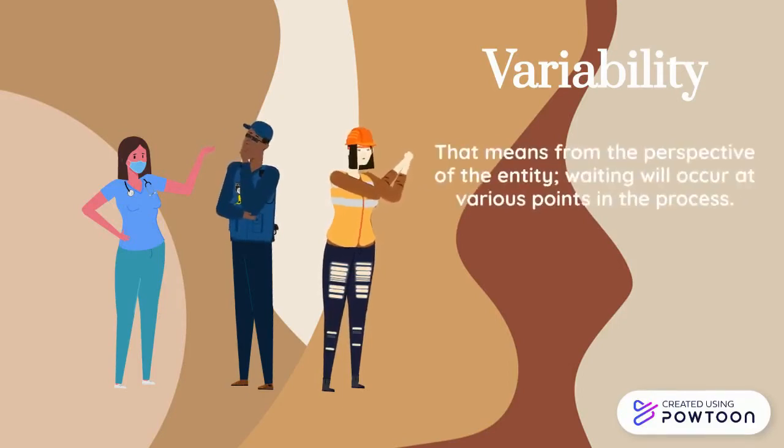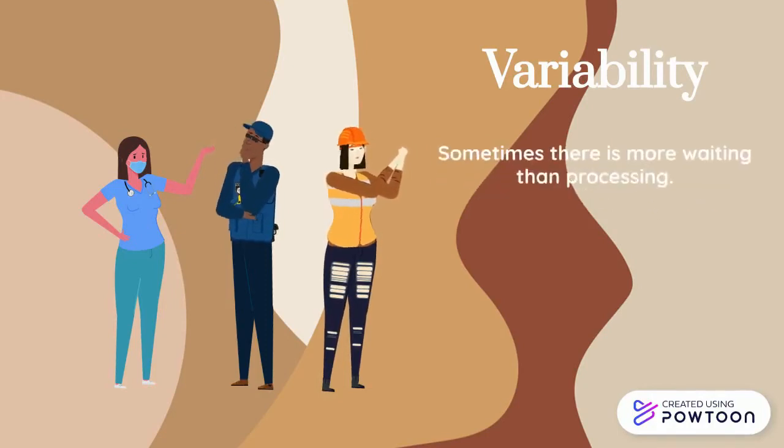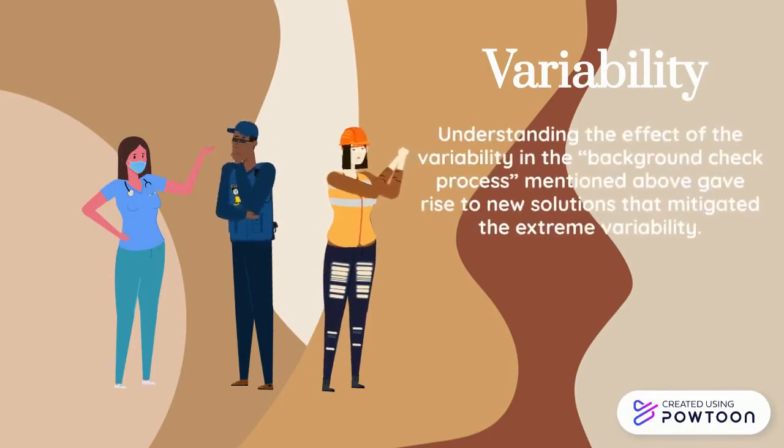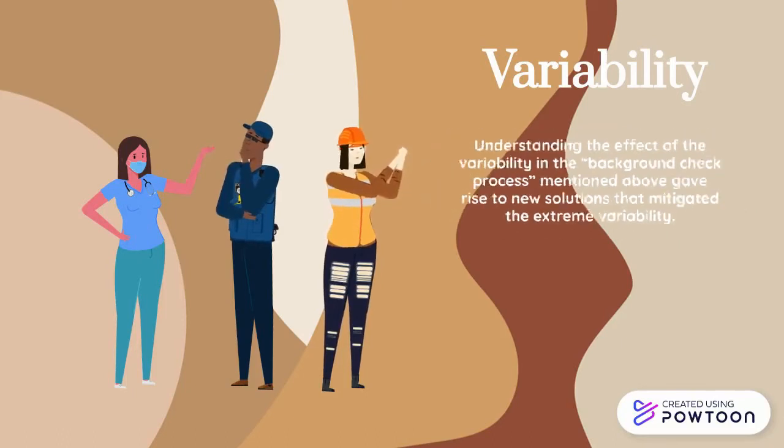That means, from the perspective of the entity, waiting will occur at various points in the process. Sometimes there is more waiting than processing. If variability in time and direction are ignored, the real capability of a system will be hidden. Understanding the effect of the variability in the background check process mentioned above gave rise to new solutions that mitigated the extreme variability.